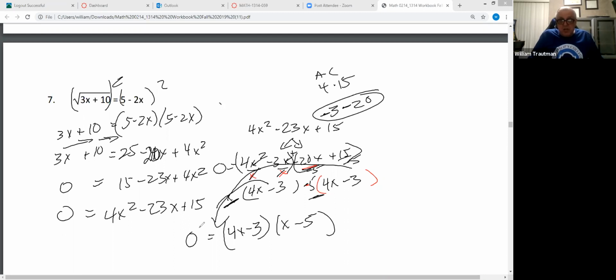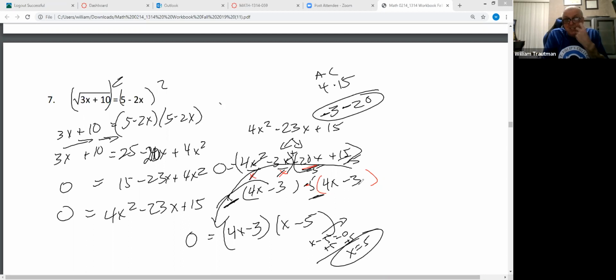So we have to solve for x. x minus 5 equals 0. Take the 5 to the other side. Add 5, and x equals 5 is one answer. I can already see that that's not going to work. Oh no. So then over here, 4x minus 3 equals 0. Take the 3 over by adding 3, and then dividing by 4. And x equals 3/4.